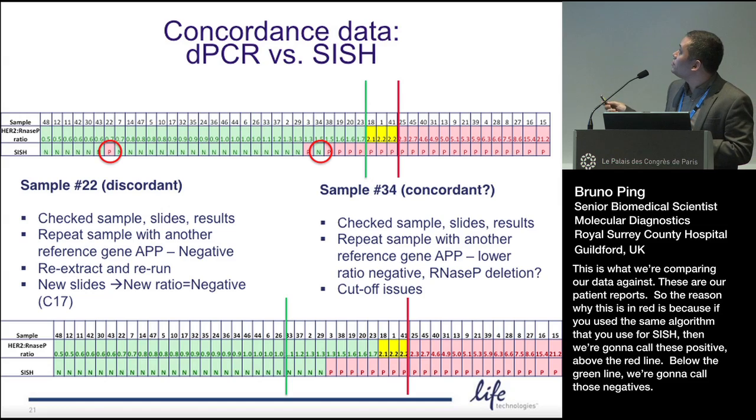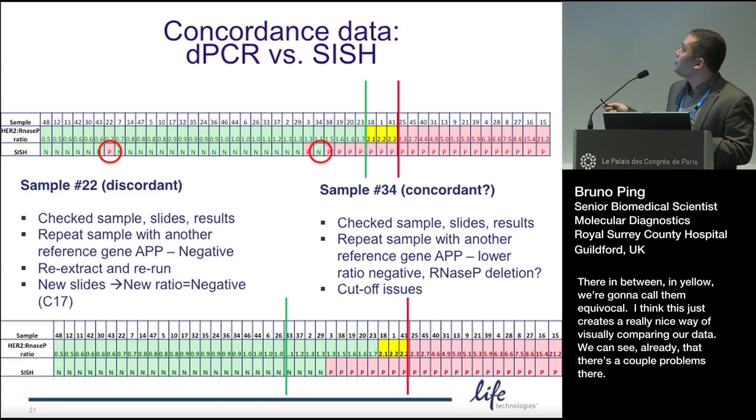The reason why this is in red is because if you use the same algorithm that you use for SISH, then we're going to call this positive above the red line. Below the green line, we're going to call all those negatives. And in between, in yellow, we're going to call them equivocal. And I think this just creates a really nice way of visually comparing our data.